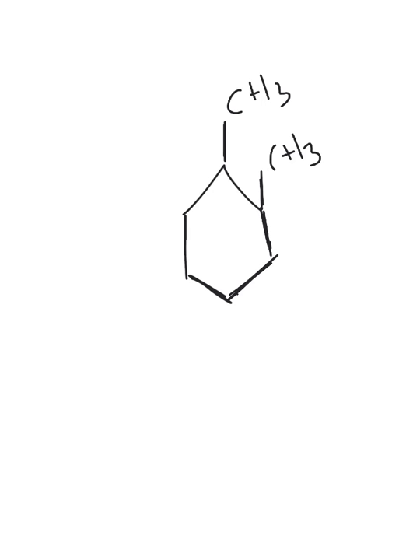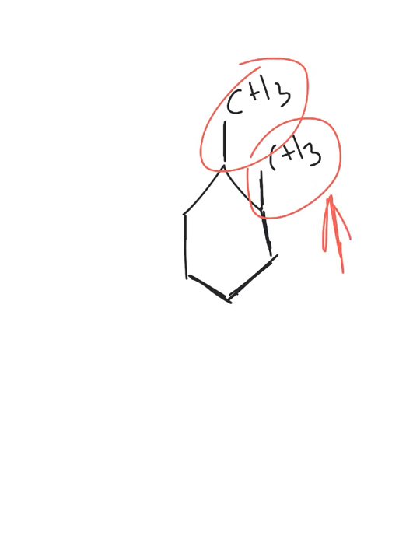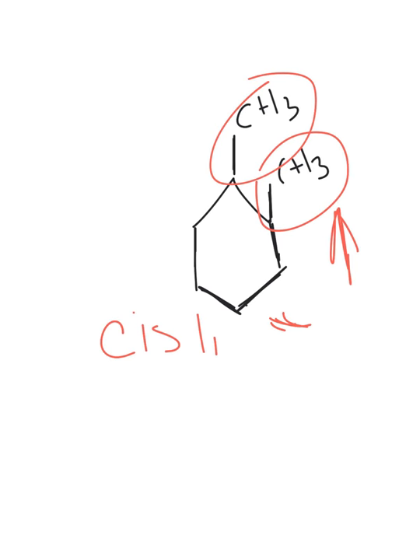So notice here that what I've decided to do is that my methyl groups on carbon 1 and carbon 2, they are both drawn in an upright position. So because they're both facing the same way, this would be the drawing for our cis. Okay, so this would be cis-1,2-dimethylcyclohexane.